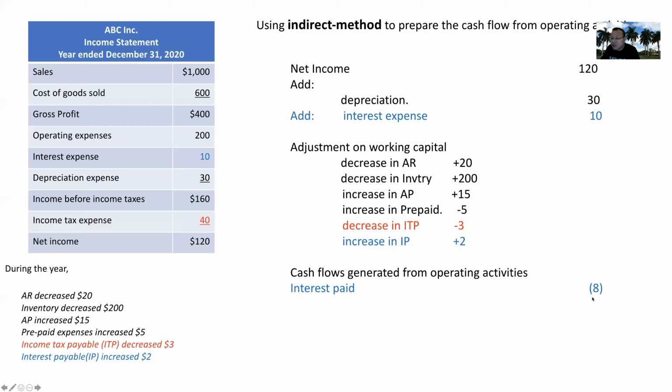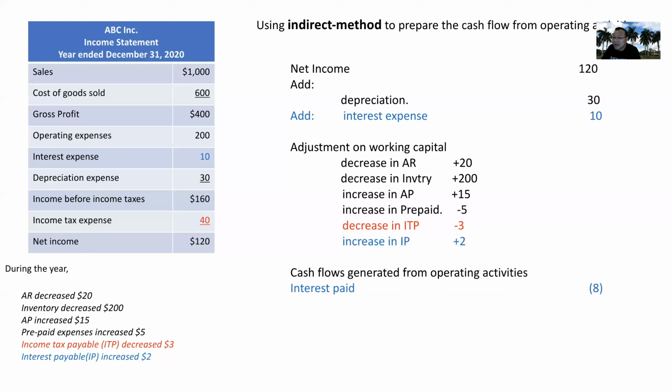Interest paid should be $8. So you may wonder how I got this number. $8 for the interest paid. There's a reason why I marked this line in black and in blue to match these two lines: the increase in interest payable, by $2.